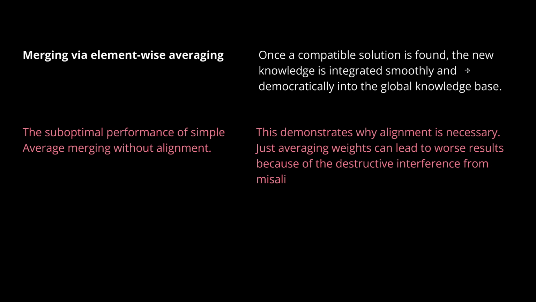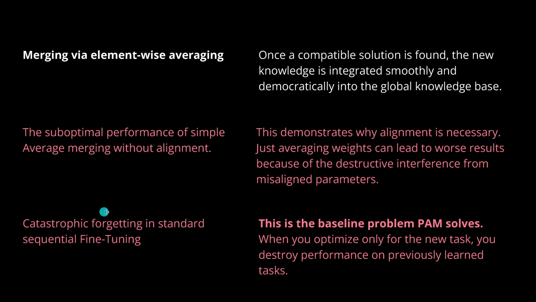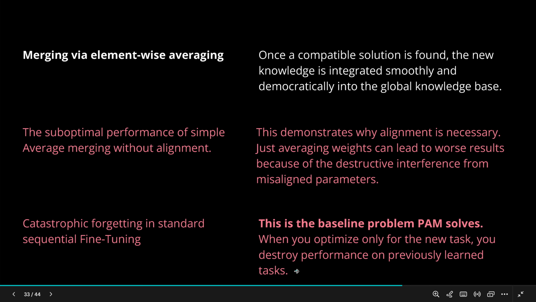Because I will show you later in the critique, we will have a massive compute overhead. So, great. Why did we do this? Because the classical model, where we just take a simple average merging algorithm without any alignment, is absolutely suboptimal in performance. We have destructive interference. We destroy learned encoded knowledge. So catastrophic forgetting is happening. This is the standard sequential fine-tuning problem that we face. And Google comes out and says, hey, PAM is here to solve this, at least partially. So when you optimize only for the new task, you destroy performance on the previously learned task. This is not valid anymore, at least not to 100%. So Google is on the right track.